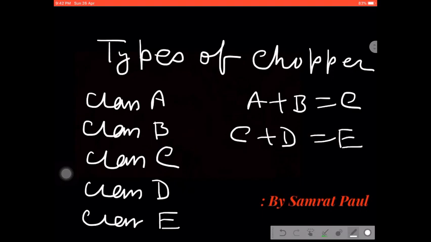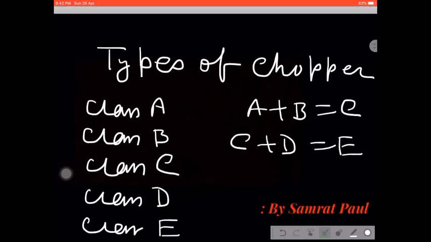That means finally we can conclude: Class A chopper and opposite of Class A, that is Class B chopper, and summation of Class A plus B chopper, which will give you Class C chopper, and opposite of Class C, which will give you D chopper, and summation of Class C plus Class D, which will give you Class E chopper. That means 5 types of chopper circuit will be there, which is very critical to recall for any purpose.